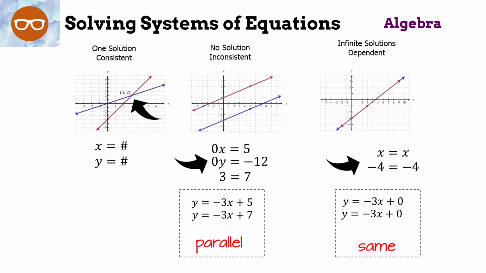Now what happens when we do the algebra and we have the answers the same, like x equals x or negative 4 equals negative 4? Well, that answer will always be true. And for that one, we have infinite solutions. These are dependent. And if we looked at the lines, they would be exactly the same.